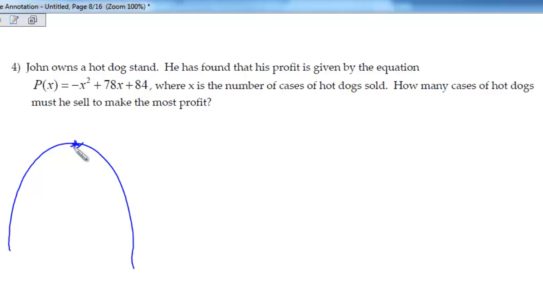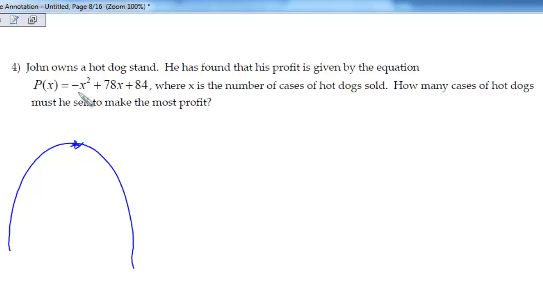be a maximum. Okay, and we know again that the maximum or the minimum will occur at the vertex depending on which way the function or the parabola opens. This one opens downward because we have the negative leading coefficient, and therefore this is going to be a max.